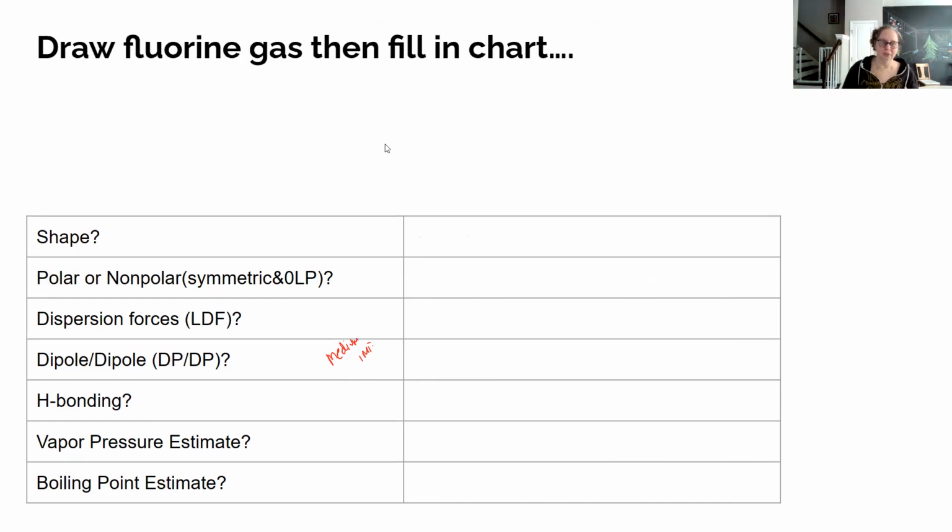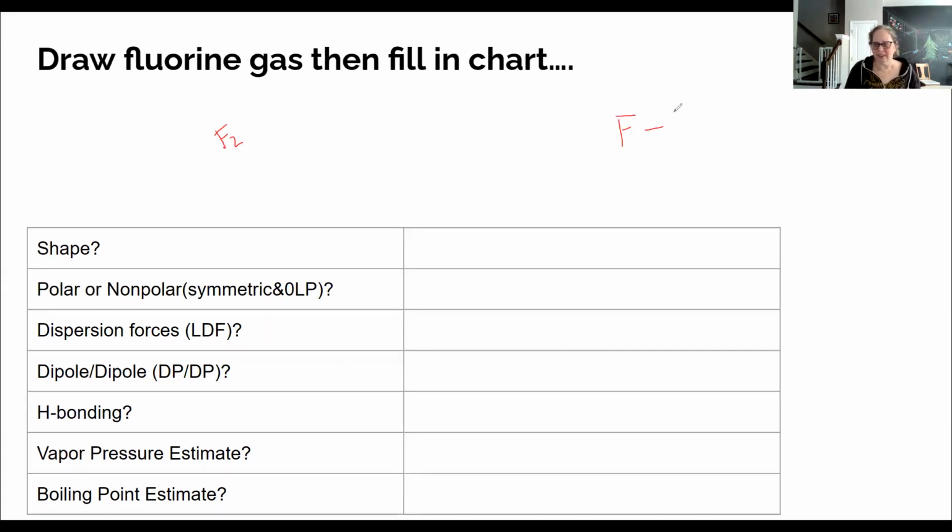Fluorine gas, F2, not just one F. Why? Because there are two fluorines. Its shape is linear. I don't even have to draw this, right? Because two points is always a line. It's always 180 degrees apart. There are no lone pairs because there's no central atom.